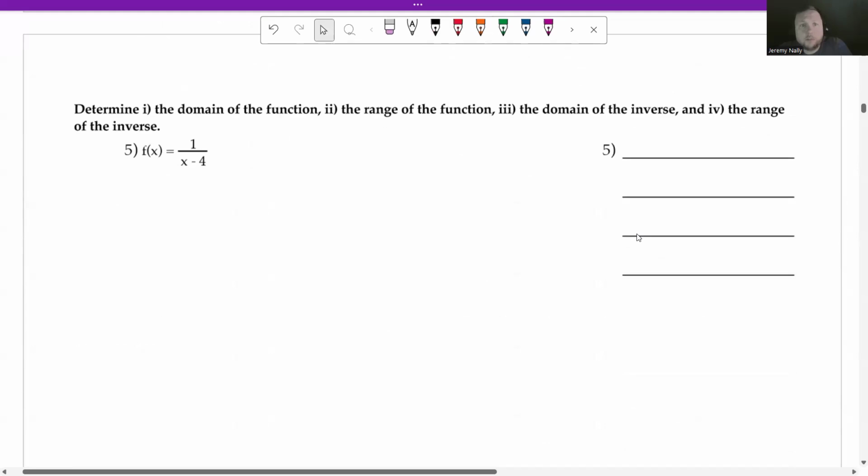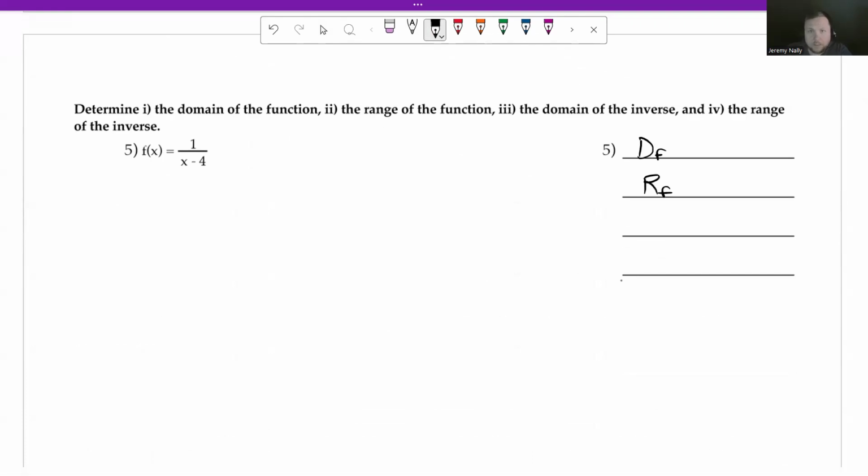Okay. Determine the domain of the function, the range of the function, the domain of the inverse, and then the range of the inverse. Okay. So let's go ahead and just set these up. So the domain of f, the range of f, then the domain of the inverse, and then the range of the inverse.